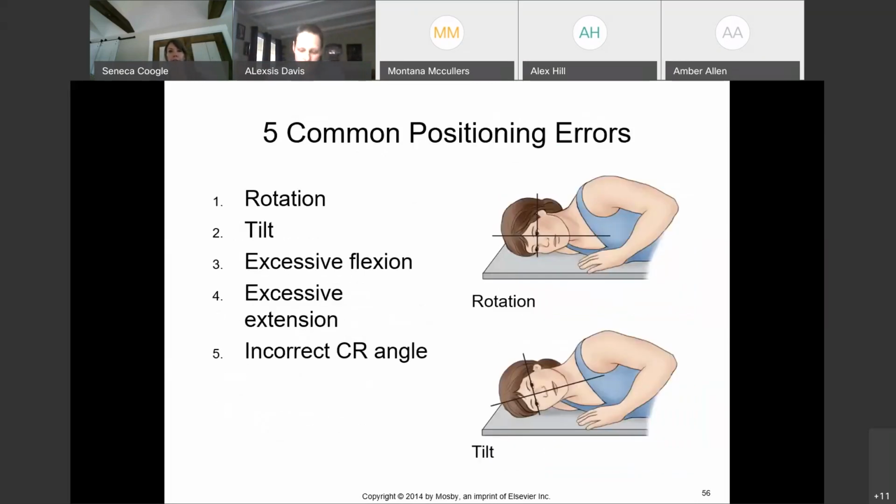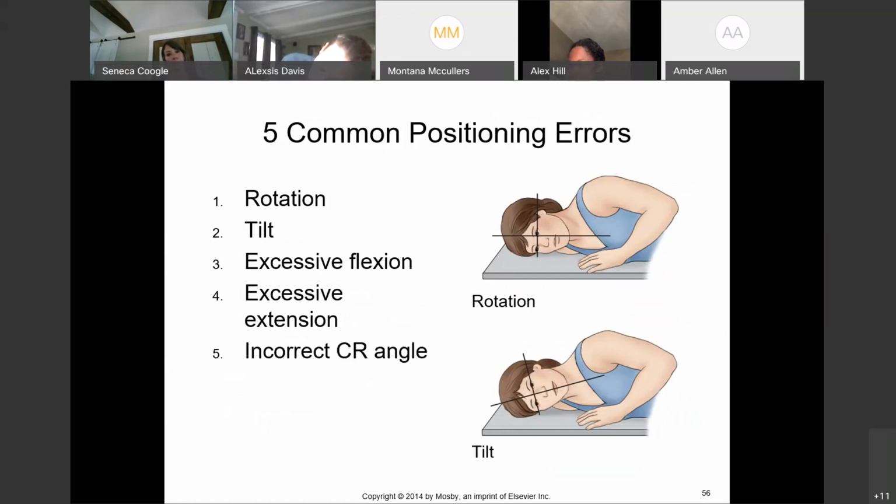We're going to talk about the 5 common positioning errors. Rotation and tilt. Rotation is going to be the biggest one for head work, especially if you are working on the table. Tilt can get you in trouble a lot if your patient is erect, even if you're doing erect cranial work. Excessive flexion or extension. Remember, you have to position your patient's head by those positioning lines. So you can't just automatically tell someone to completely extend or flex their head because every person is different. Or the incorrect CR angle.